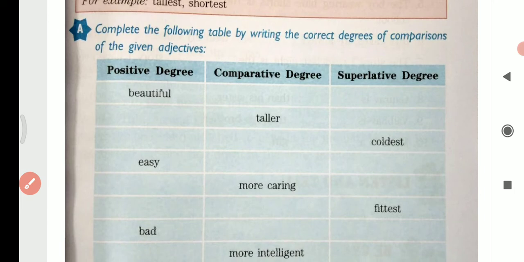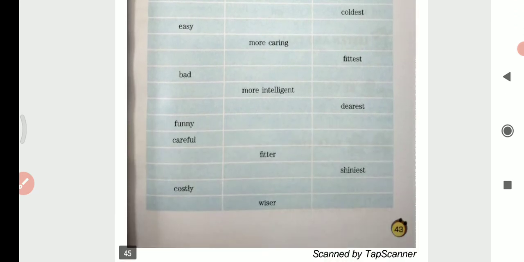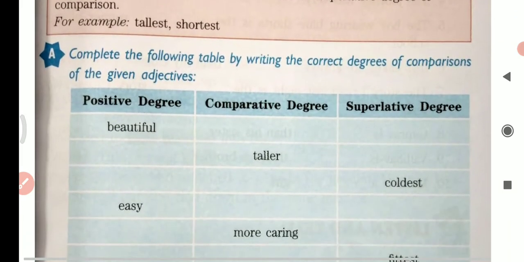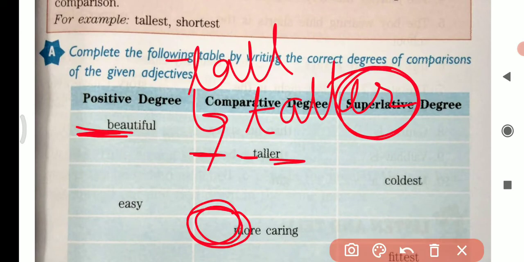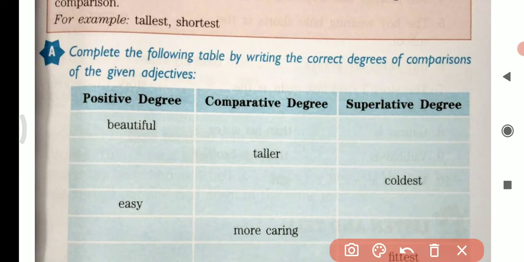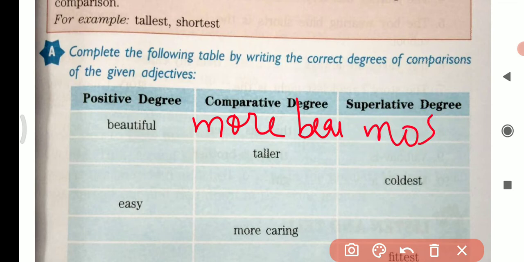Now let's move to the questions. Complete the following table by writing the correct degrees of comparisons of the given adjectives. A table is given and you have to complete this table. Beautiful, the comparative degree will be more beautiful, not beautifuler. We write more beautiful. You can write it completely, but space is not there, so I'm just writing this much. Then we have the superlative degree. The superlative degree of beautiful will be most beautiful. Beautiful, more beautiful and most beautiful.